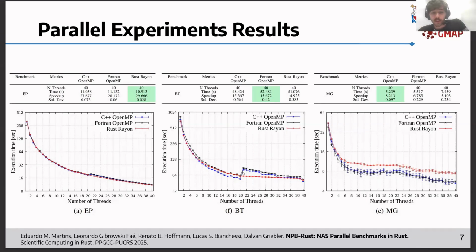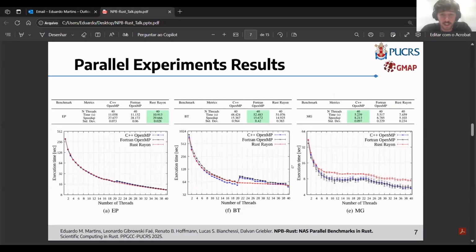And as Rayon implements work stealing, Rayon will steal this work and use it as a dynamic scheduler. So when it reaches more threads here, OpenMP will be able to get more even again with the scheduler. Sorry, I don't know if it's clear enough, but it's okay.